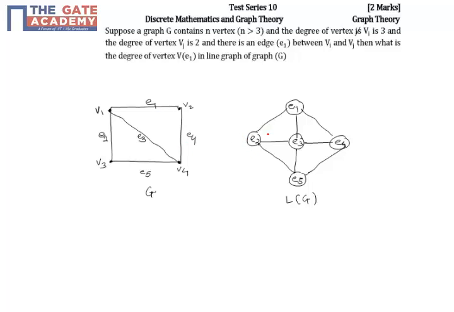Similarly for other vertices. Now, in the question we are told that the degree of vertex Vi is 3 and the degree of vertex Vj is 2. Consider that vertex Vi is V1 in this graph, which also has a degree of 3, and vertex Vj is vertex V2, which has a degree of 2. And there is an edge E1 between vertex V1 and V2.